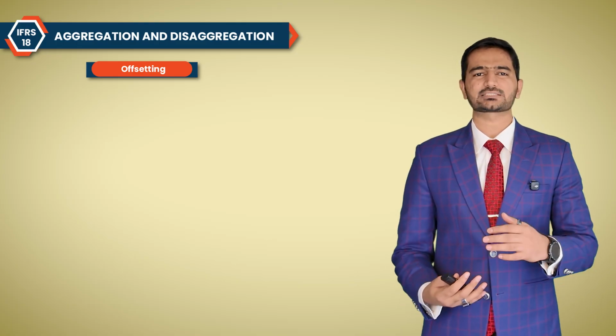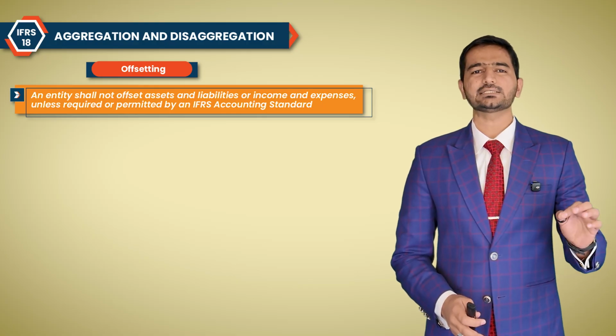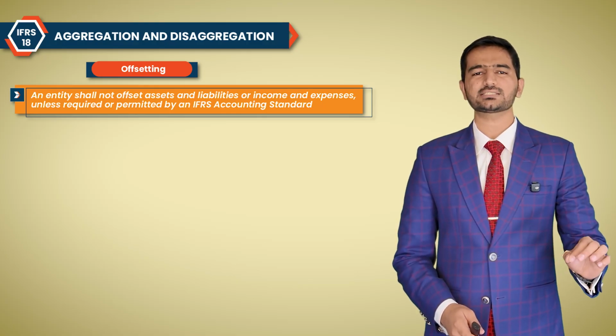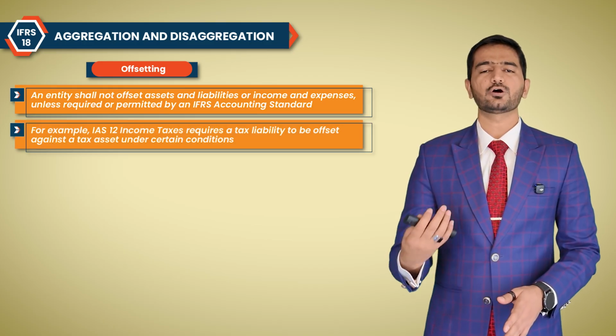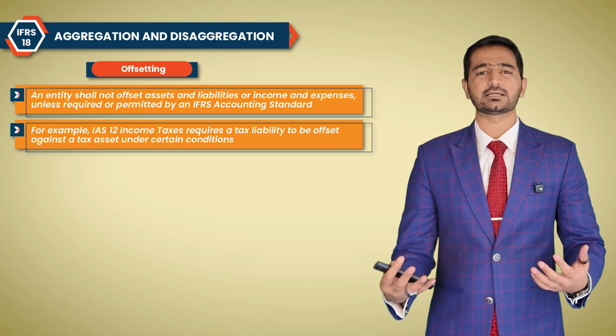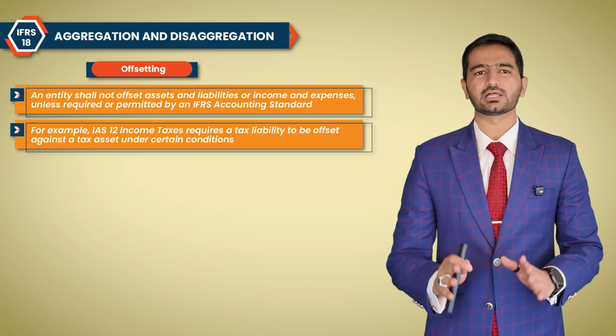Okay, now, one last concept before we close, and that's offsetting. Let me make this super simple. Offsetting means you take one number and subtract another amount before showing it in the financial statements, like showing a net amount instead of showing both the income and expenses separately. Now listen carefully. IFRS 18 prohibits offsetting unless another IFRS standard specifically requires or allows it. For example, IAS 12 requires you to offset tax assets and tax liabilities under certain conditions. That's fine. But otherwise, offsetting is not allowed.